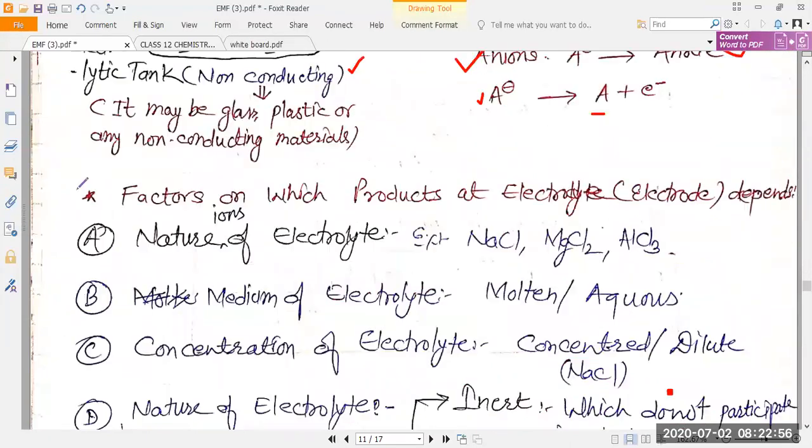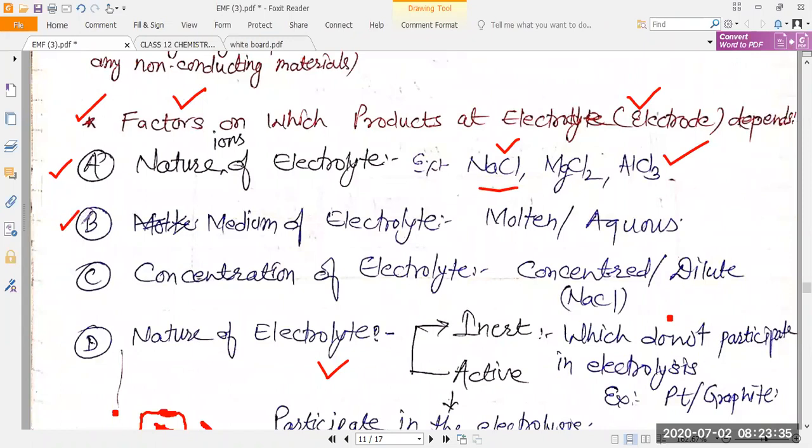Now we are going to discuss the factors on which the product of electrolysis depends, as we discussed yesterday. What are the factors on which the electrolysis products depend? First factor is the nature of electrolyte. The nature of electrolyte is very important, on which the products are dependent. Suppose the electrolytes are strong. Strong electrolytes are NaCl, MgCl2, and AlCl3. All are strong electrolytes.